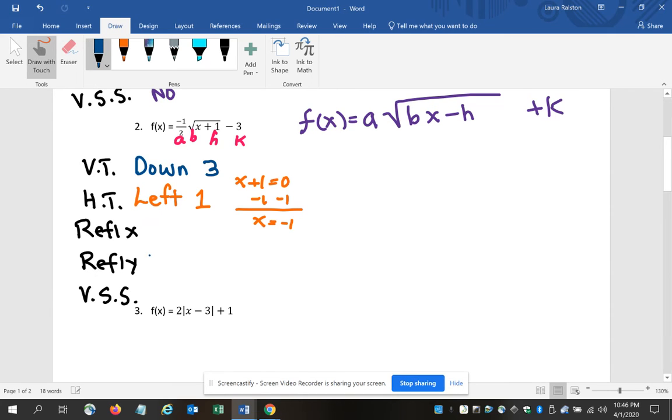Reflection on x is determined by the sign of a. a is negative, so that tells me, yes, there is a reflection on x. Reflection on y is determined by b. It's positive, so there's not one. And then vertical stretch or shrink. In this case, it would be a shrink or a compression because a is less than 1. It has a value of 1/2. So that would be a vertical compression or a vertical shrink.